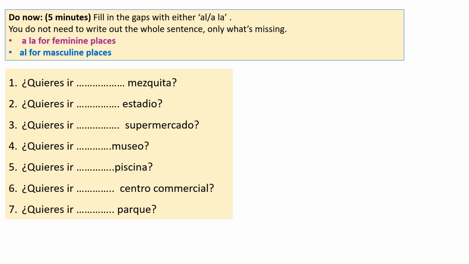Okay, your do now activity should take about 5 minutes. You just need to look at the questions and fill in the gaps with either al or a la. You don't need to write out the sentences, just write a la for the feminine places and al for the masculine places. Let's do the first one together. ¿Quieres ir a la mezquita? So, we see that mezquita ends in an A here, which means that it's feminine, so we're going to add a la. ¿Quieres ir a la mezquita? Okay, so pause to do that now and press play to get the answers.